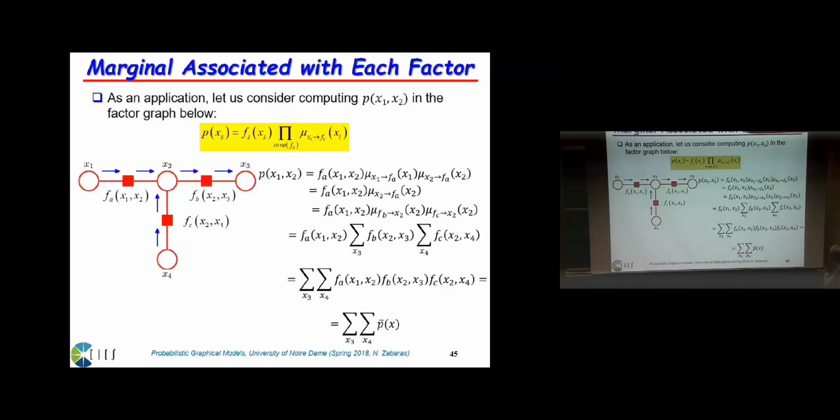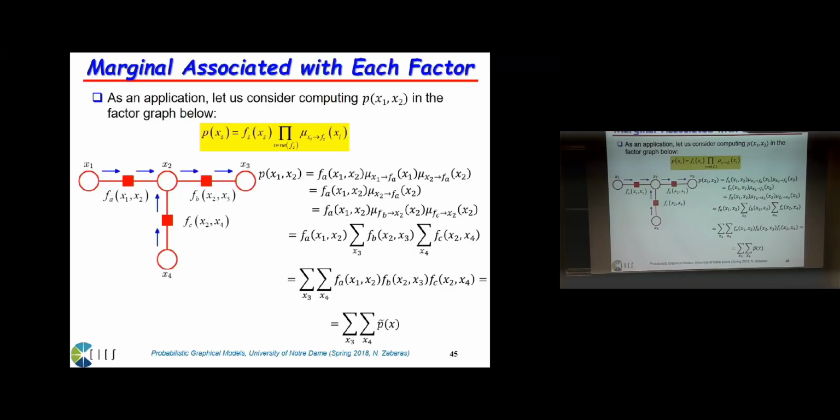And what is the message coming from fb to x2? It is the factor times the message coming from x3 to this factor, which is how much? 1. So you get this summation times that summation, and if I put those outside, you basically have to integrate all variables but 3 and 4. Obviously, that will give you the marginal p of x1 and x2.